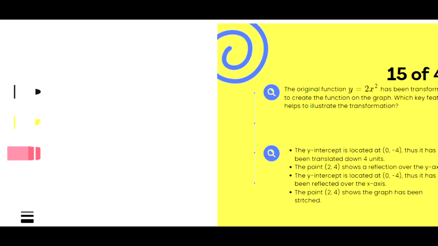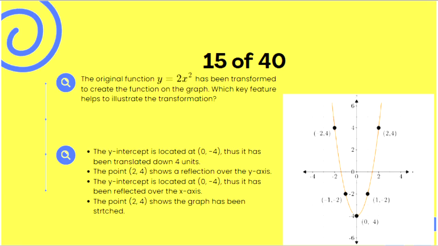Oh my goodness, I don't have this lined up. I'm sorry. Okay, the original function y equals 2x squared has been transformed to create the function on the graph. Which key feature helps to illustrate the transformation? Now we know that the parent function for this is going to be y equals x squared. And that's just going to be a regular old parabola that touches that middle point, that 0, 0.